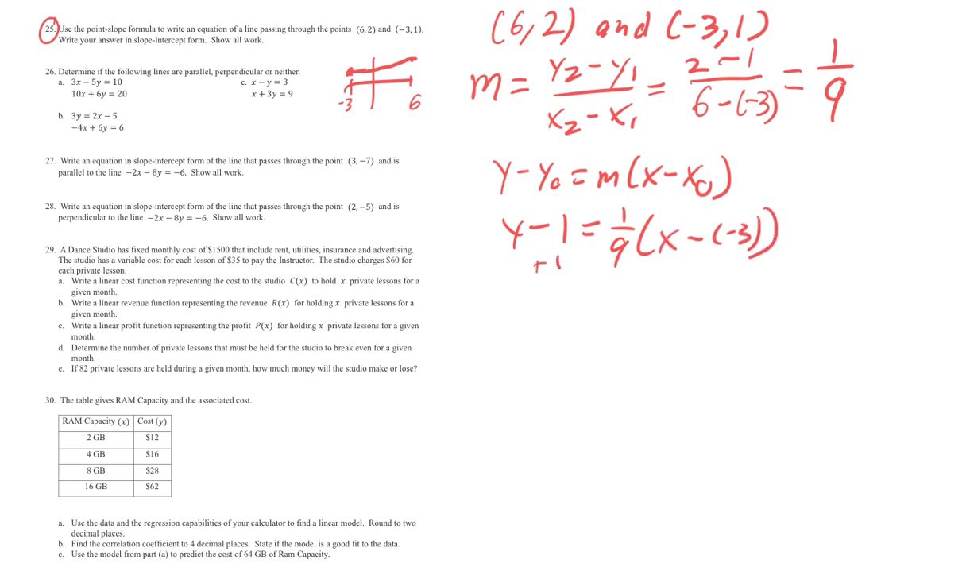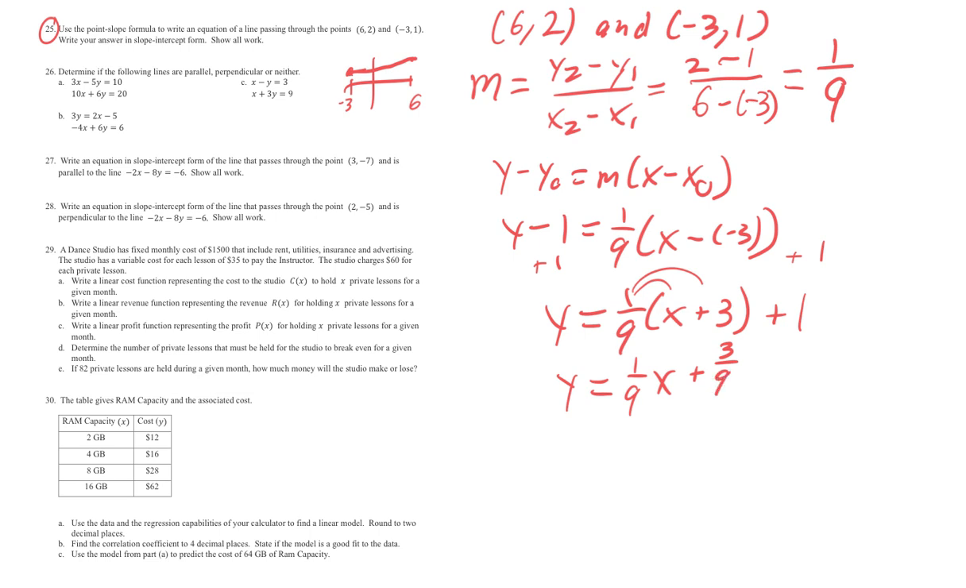So move over our 1 and simplify inside the parentheses. We're going to have y is equal to 1/9 times x plus 3, plus 1. Distribute that 1/9 to the x and the 3. So 1/9 x plus 3 over 9 plus 1. That 3 over 9 is going to simplify down to 1/3.